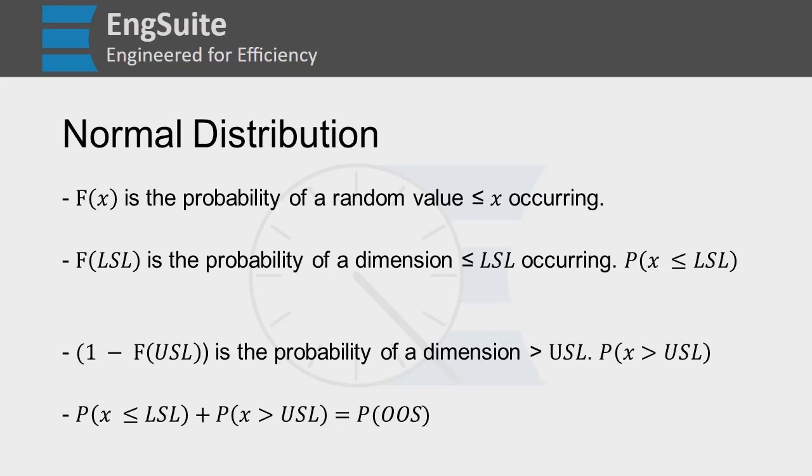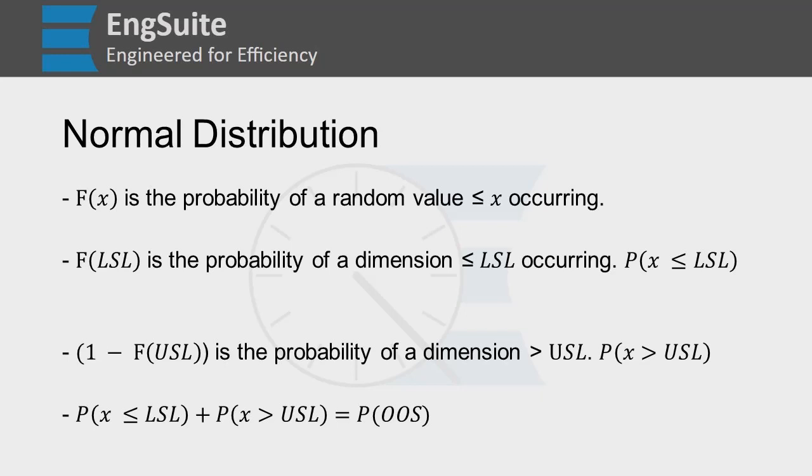So, what can we do? Well, we know that the probability of x being less than or equal to LSL is the probability of a failing value less than the lower spec limit. Anything less than your lower spec limit is a failing value. So now we know that this is the probability of failing below the spec limits. And the probability of x greater than the upper spec limit is the probability of failing on the upper side of our tolerance. So if we add those two probabilities together, we get the probability of an out of spec condition.